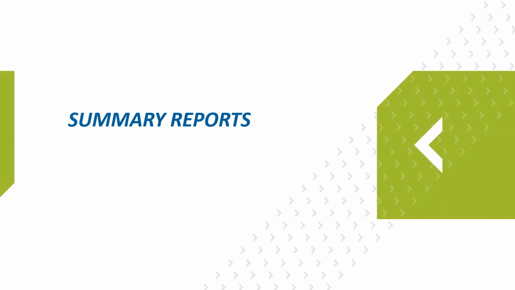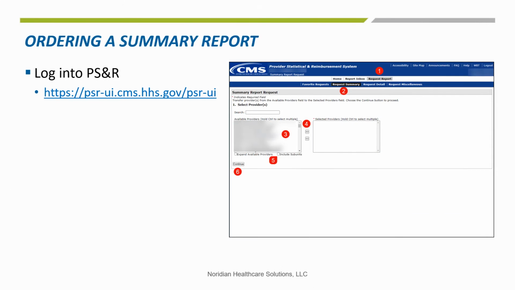Now that you are registered for PS&R, we will cover how to order a summary report. To order a summary report, you will first need to log into PS&R. Remember, only PS&R users can request reports. Once logged in, you will select Request Report, which is located in the banner line at the top of the screen. After selecting Request Report, you will be taken to a new screen, and you will need to select Request Summary. The Summary Report screen will then appear.